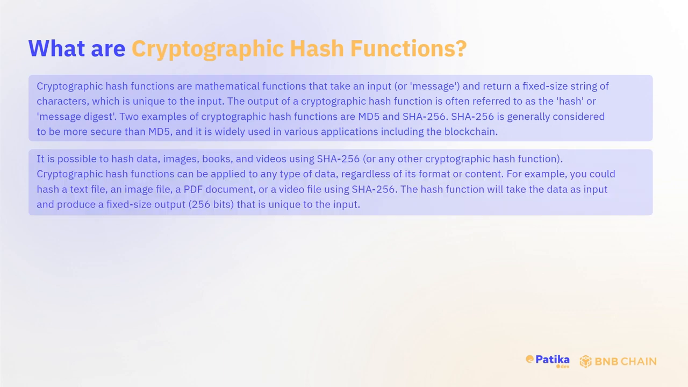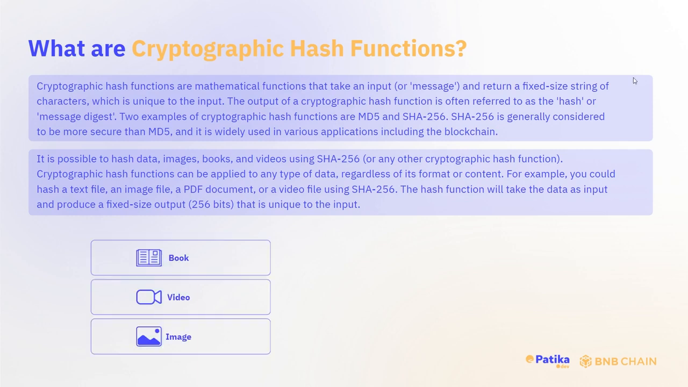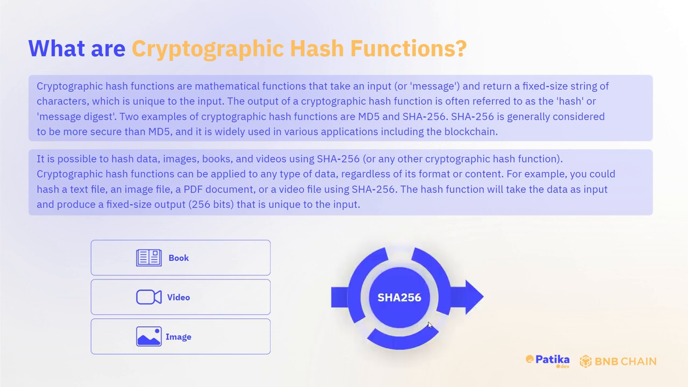It's possible to hash data, images, books, and videos using SHA-256. Cryptographic hash functions can be applied to any type of data, regardless of its format and content. For example, you could hash a text file, an image file, a PDF document, or a video file using SHA-256. The hash function will take the data as input and produce a fixed size output, as I mentioned, that is unique to the input. Okay, so for example, you have a book, text files, video, image, you put them into an algorithm called SHA-256, and this algorithm will give you an output hash.